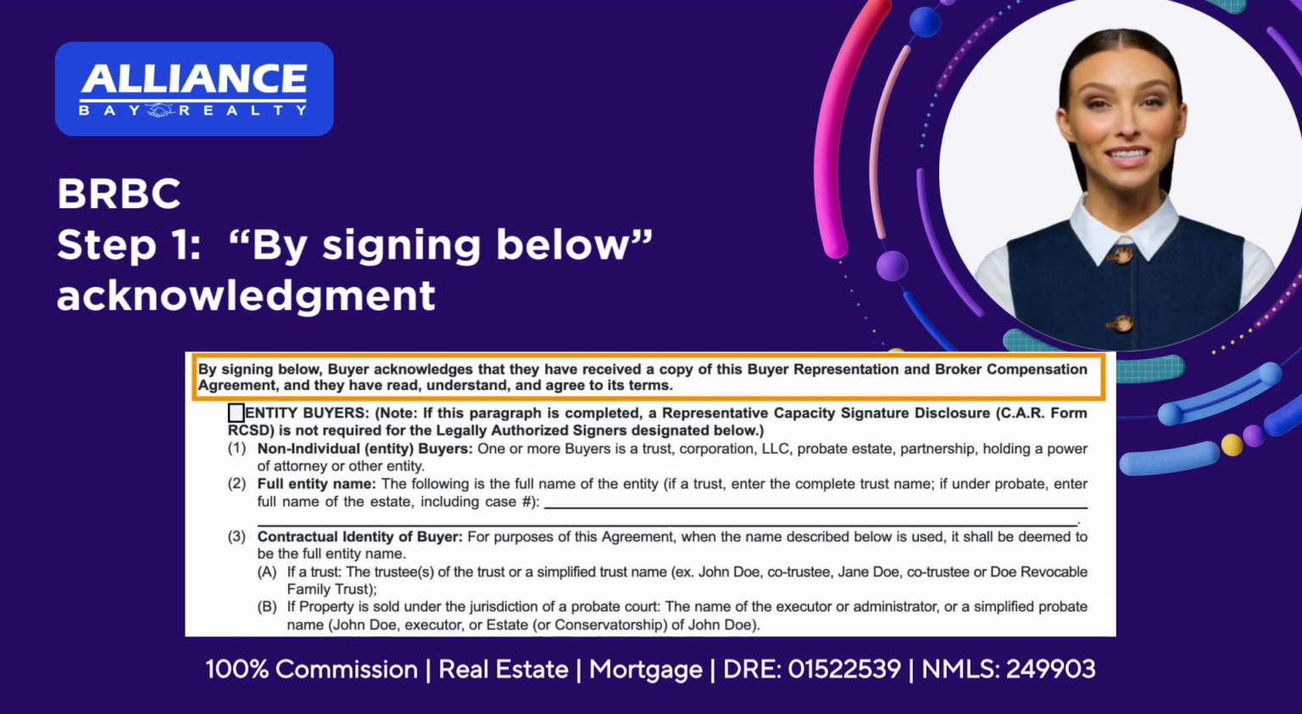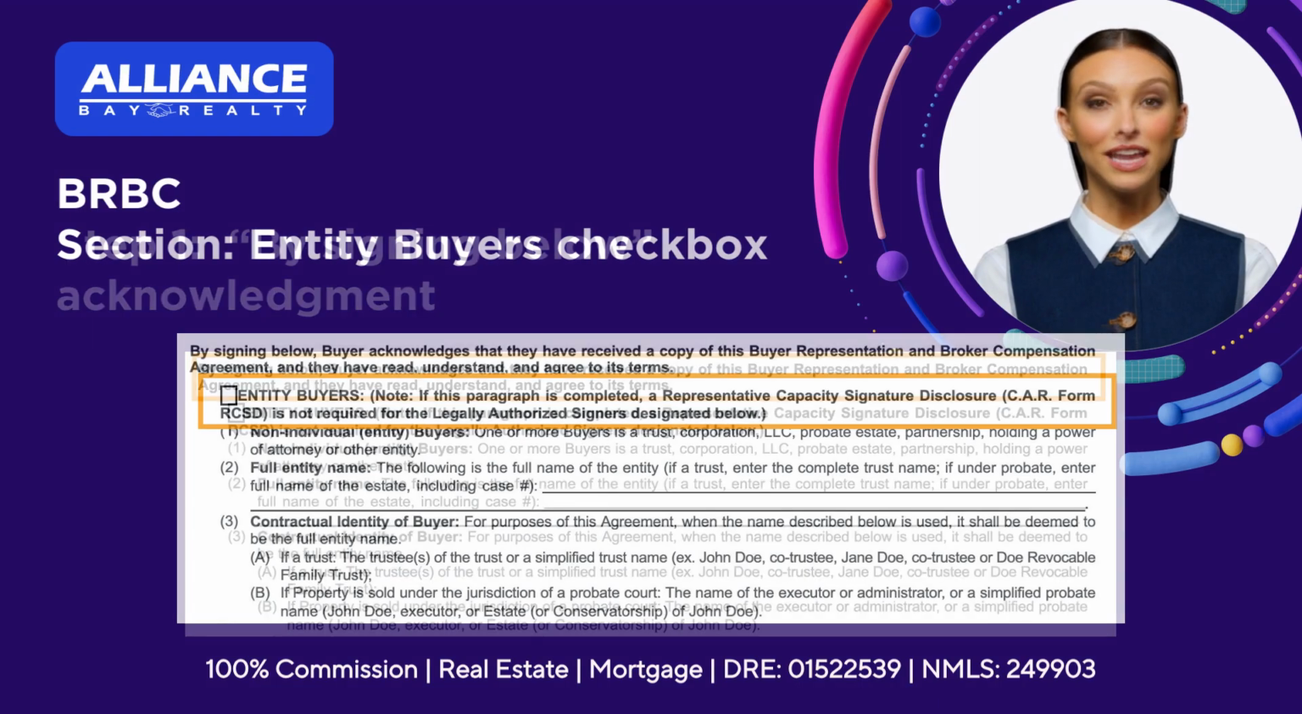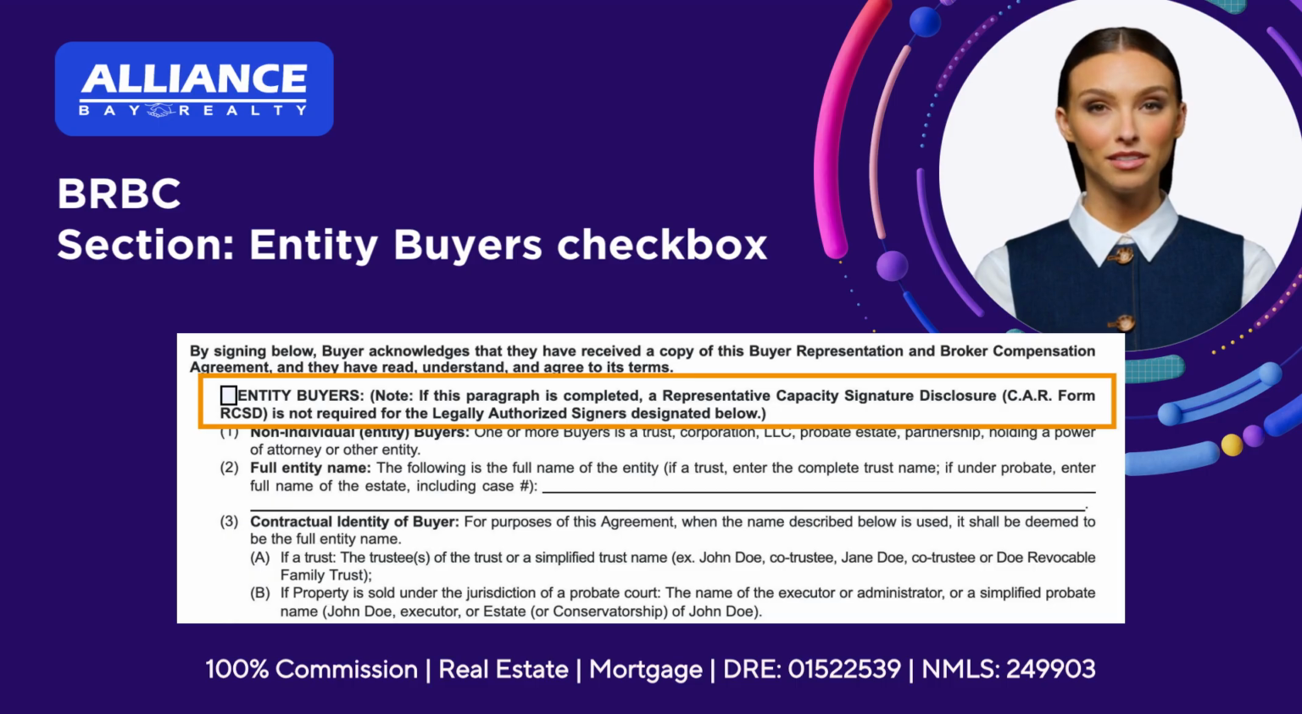Section 1. By signing below, acknowledgement. What it means: the buyer is confirming they got a copy of the BRBC and agree to it. Section: Entity buyers checkbox. You'll see a checkbox for entity buyers.